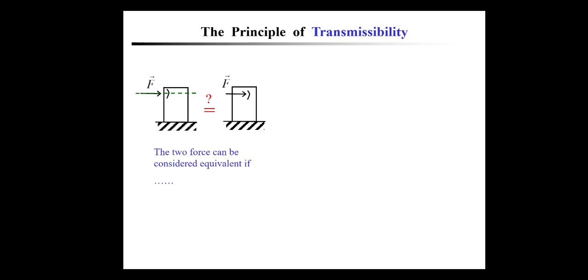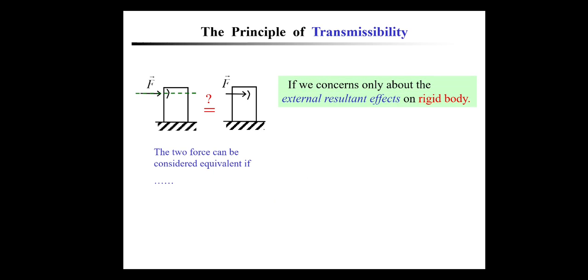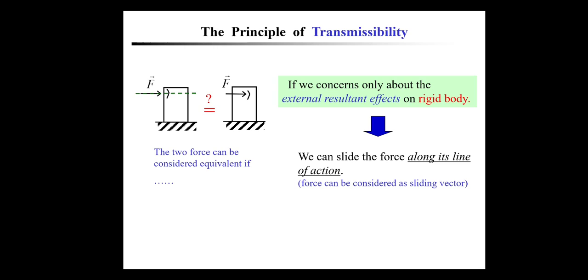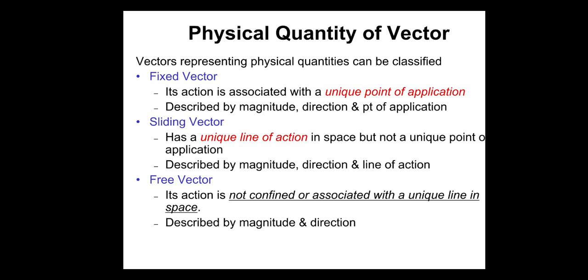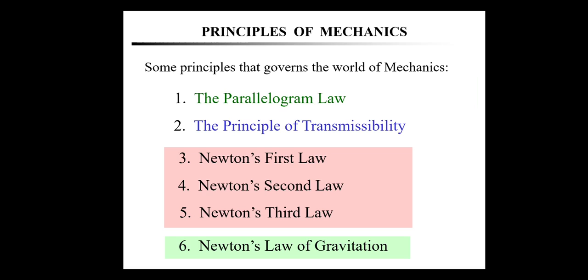Principle of transmissibility: the forces can be considered equivalent if we are concerned only about the external resultant effects on the rigid body. We can slide the force along its line of action. The force may be applied at any point on its given line of action without altering the resultant effects external to the rigid body on which it acts. Vectors representing physical quantities can be classified as fixed vector, sliding vector, and free vector.